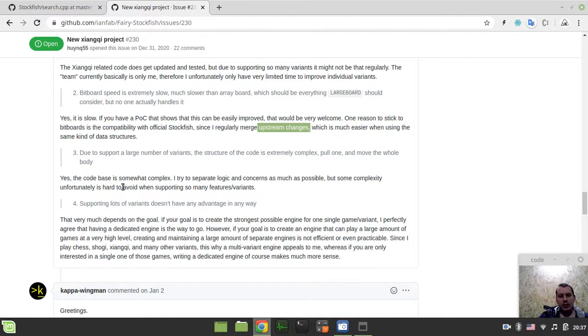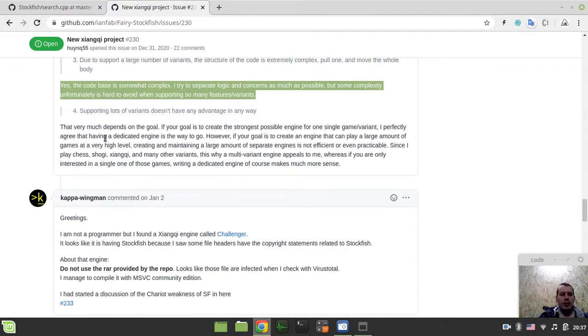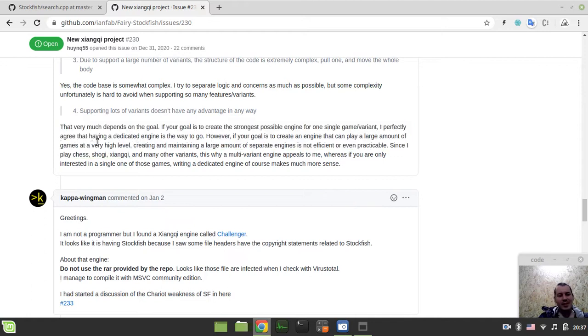Yes, the code base is somewhat complex. I try to separate logic and concerns as much as possible, but some complexity unfortunately is hard to avoid when supporting so many features and variants. So again, it's absolutely self-explanatory. And this is so cool, guys. You just read it. That very much depends on the goal.